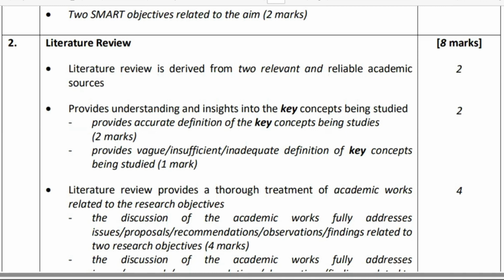The lit review must provide understanding and insight into the key concepts being studied. Good. So whatever it is that you're doing, also make sure that you're able to give definitions of key terms. So for example, if you're looking at leadership styles, you would want to get the definitions for autocratic leadership style, democratic, laissez-faire, whatever it is that you're focusing on. You want to have key definitions, right? And you have to cite your sources using the APA format. That is critical.